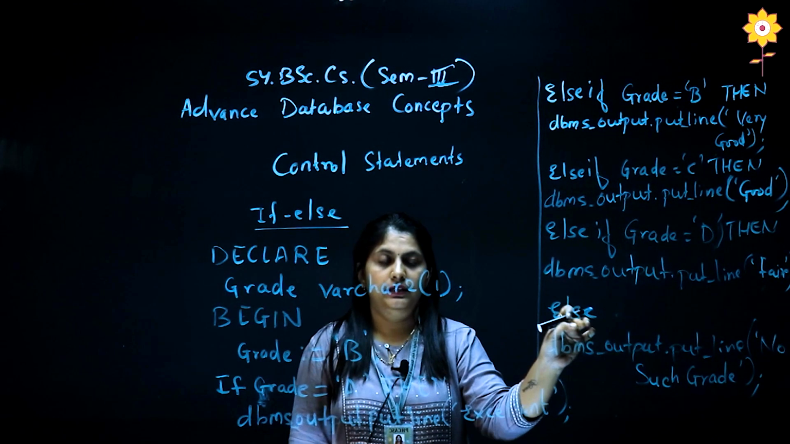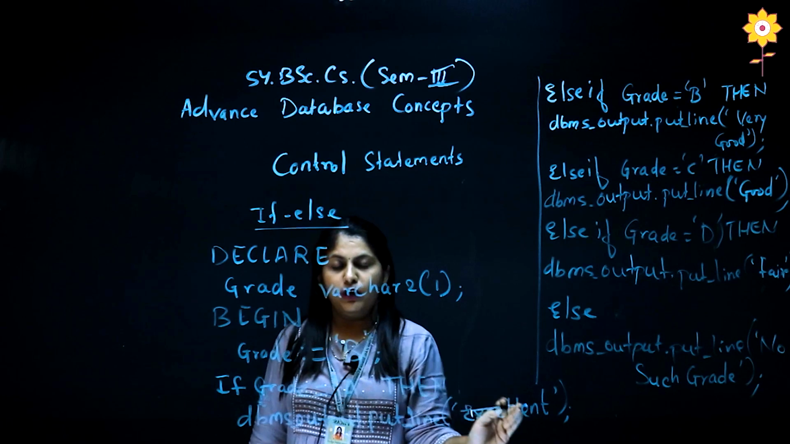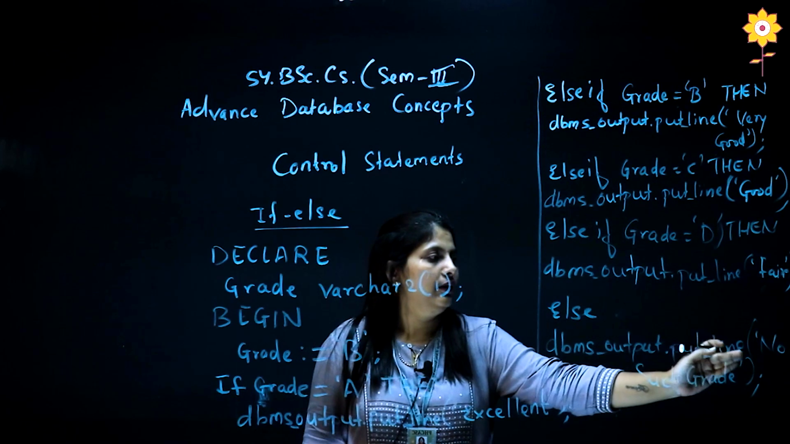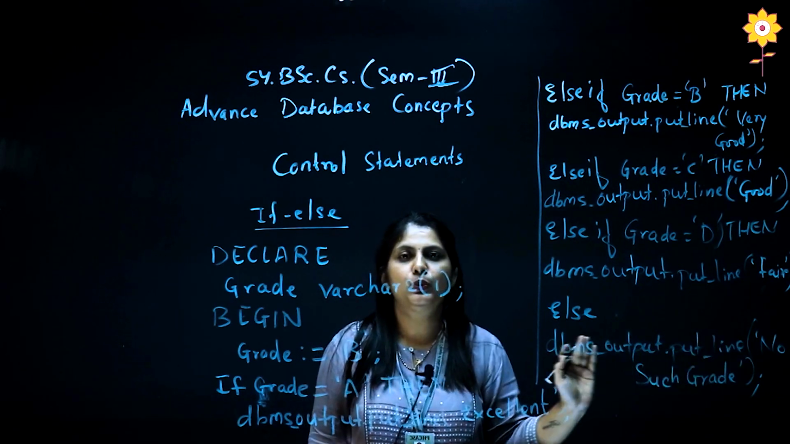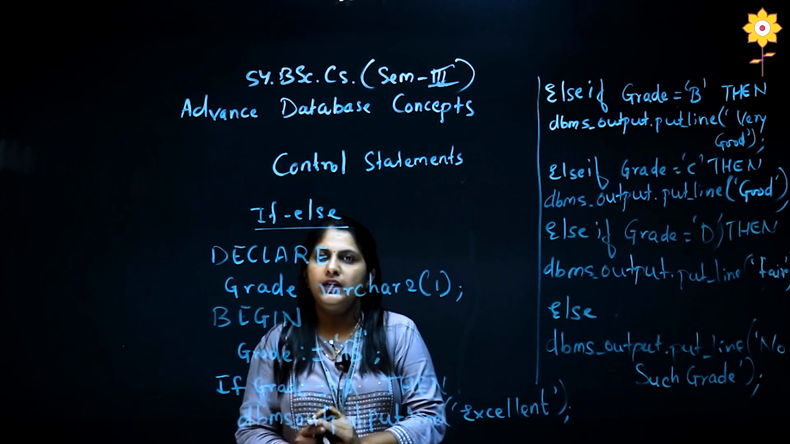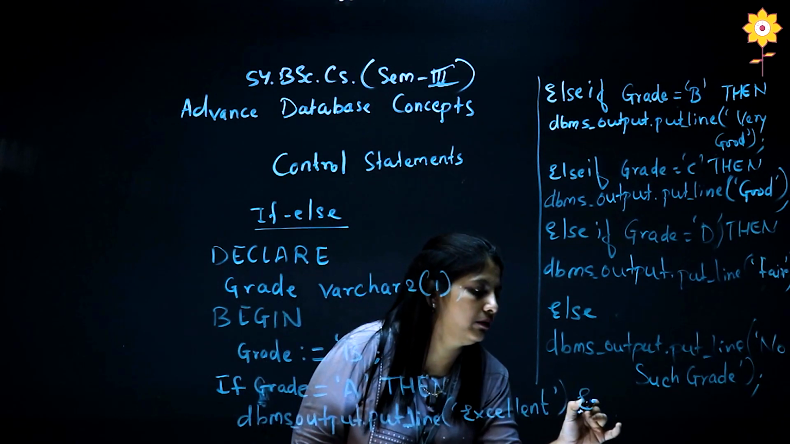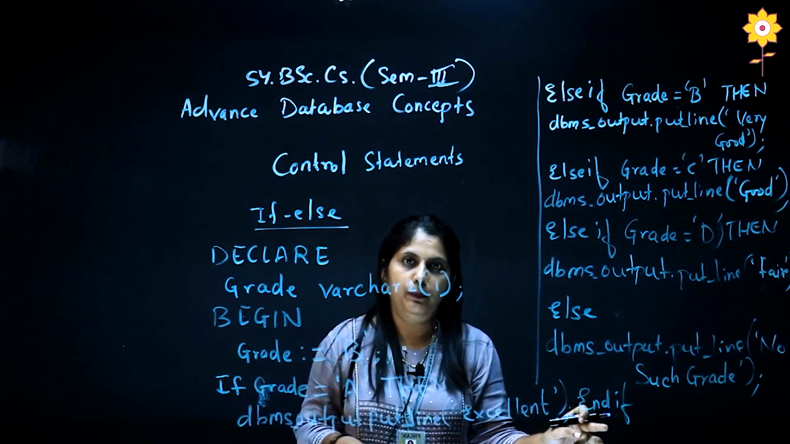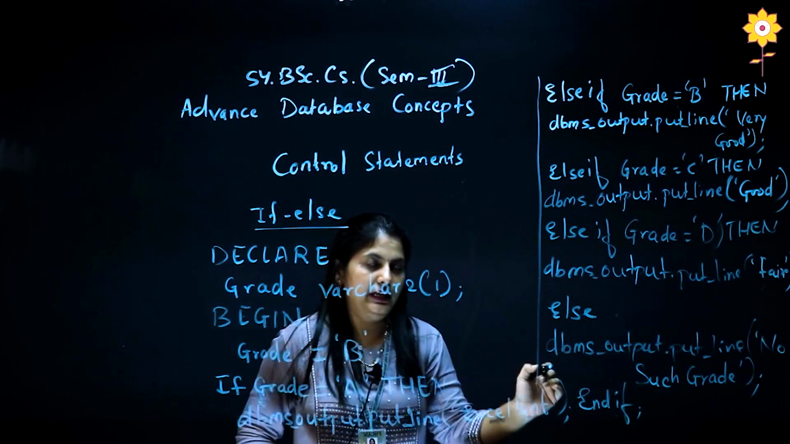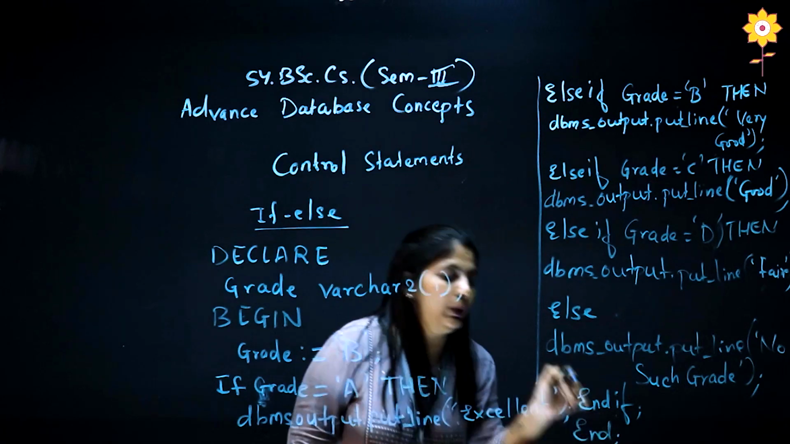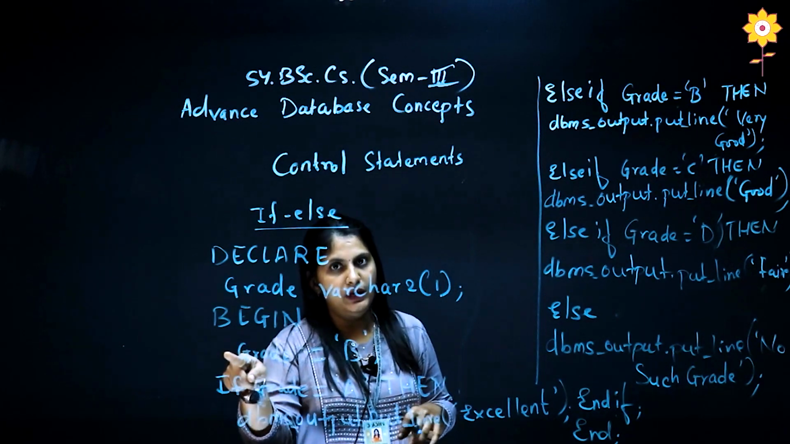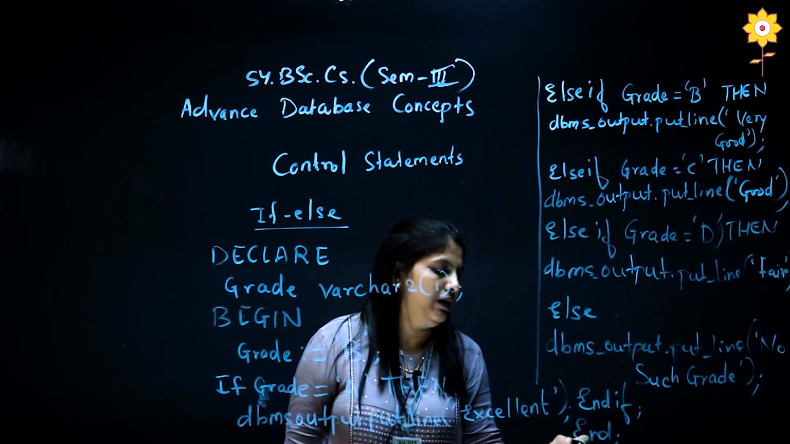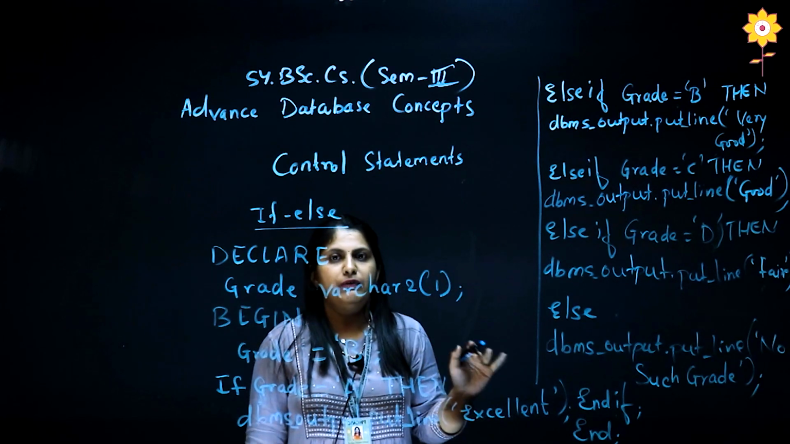Here I have written else. Else means if grade is not in this category A, B, C, D, then it will print the last statement, that is, else it will print No such grade. Always we have to end each and every statement with end. Here I have started the if statement, so I have to end it. Always you need to end this if statement, and lastly end the PL/SQL block. Whenever we write begin, that should be ended. Here I have ended the block, and to execute the block just put a slash. It will execute the block.